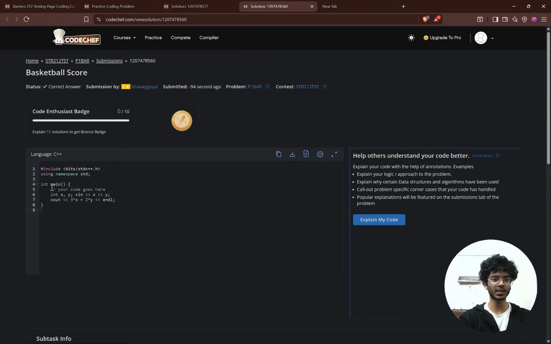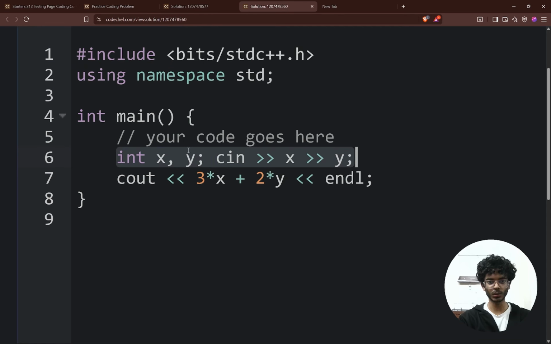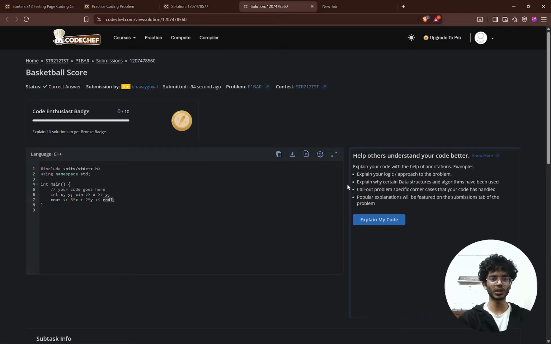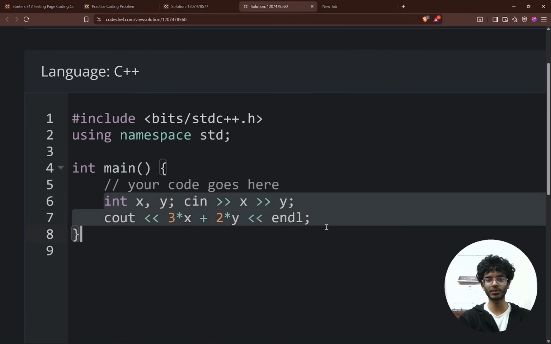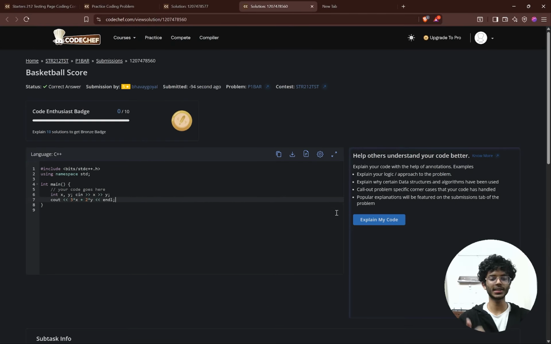Now let's see the solution in C++. We'll begin by taking the input of X and Y using cin, and then we'll simply print the output, that is 3 times X plus 2 times Y, using cout, and endl to give a line break. And yeah, that's pretty much the whole solution. The time complexity is constant because we're just doing a fixed number of operations. And yeah, that's it for this video.